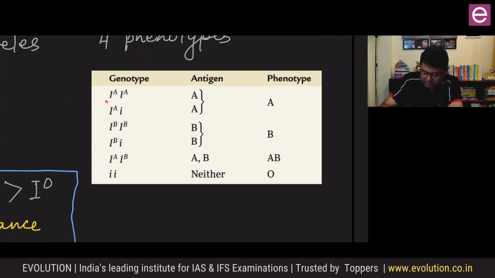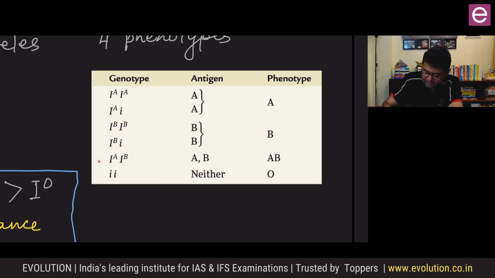A person can be homozygous for IA and IA, and that person will have only the A type antigen and the blood type will be A. A person can be IA and recessive i, still this A has expressed itself, and as a result the person has A type blood. Same for IB homozygote or IB with recessive i. In both cases, B type antigen will be there and B type blood will be there.